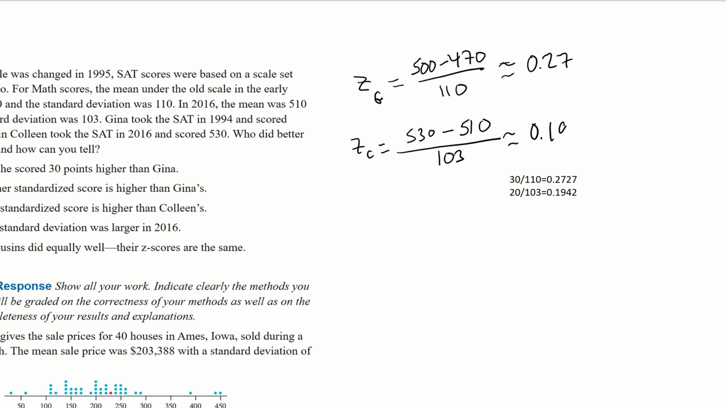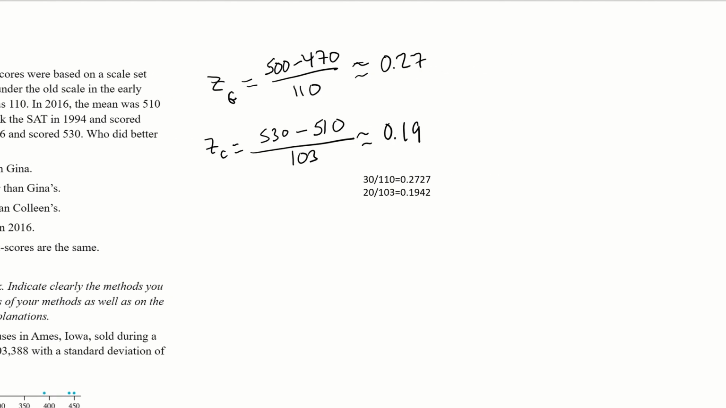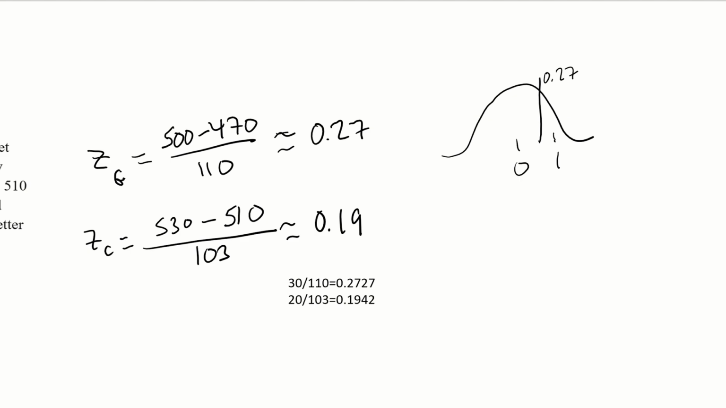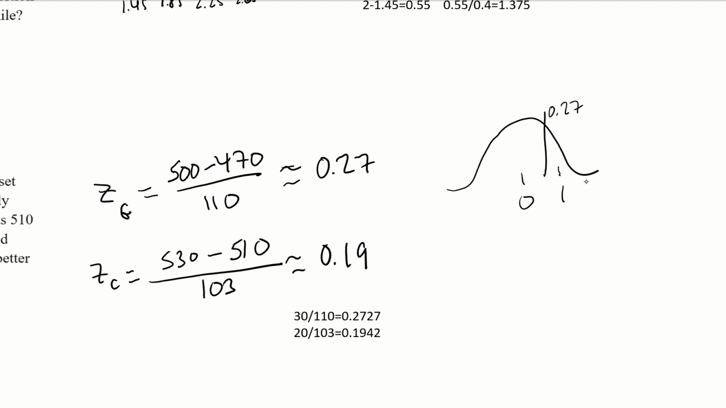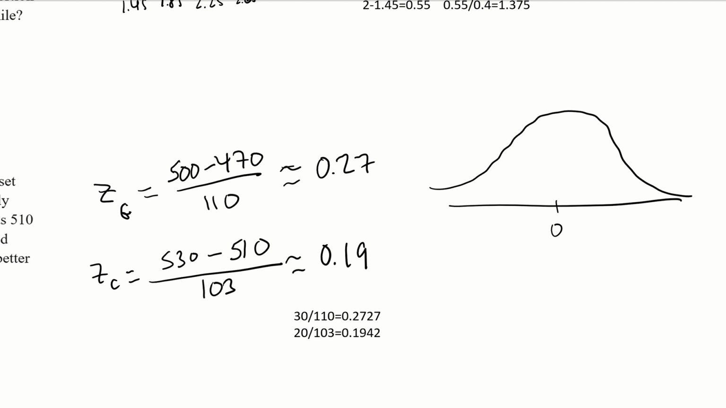All right, if I were to graph these on the standard normal distribution, this is 0, this is 1. Gina will be here at 0.27. That's an approximation, and it's an exaggeration, because it's actually not going to be there. So let me draw it out. I'm going to stretch out the normal distribution. Let's say that's 0 and this is 1. So Gina might be here, but Colleen is going to be over here, at 0.19.